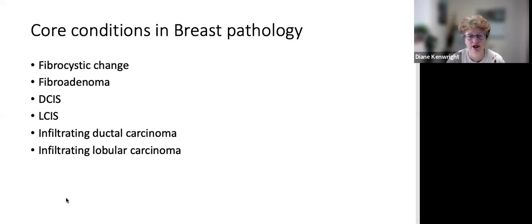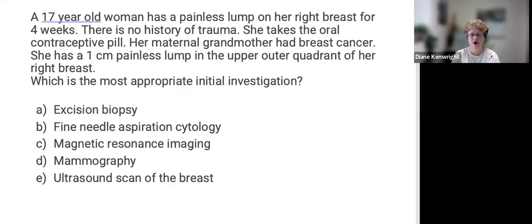Okay, so we've covered the core conditions in breast pathology. We've talked about interpreting breast cancer reports, and we have talked about the role that molecular tests play. What I'm going to do as a final thing is I'm going to run through some MCQs with you. So we talked about problem representations in the very first lecture that I gave you in this series. So the way to approach an MCQ is to look for the problem representation.